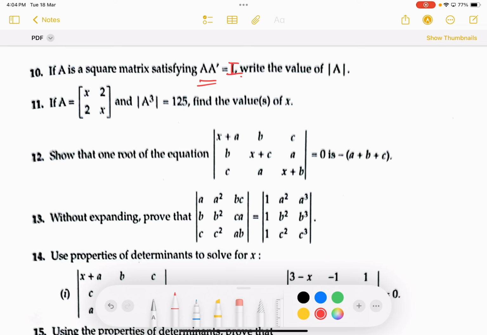So if A is a square matrix satisfying A A dash is equal to I, write the value of determinant of A. So what you are supposed to do? Take the determinant both the sides for this equation. This is nothing but determinant of A into determinant of A dash is equal to determinant of I, that is 1. Both are equal, you know that. So 1 into 1 only you will get 1.